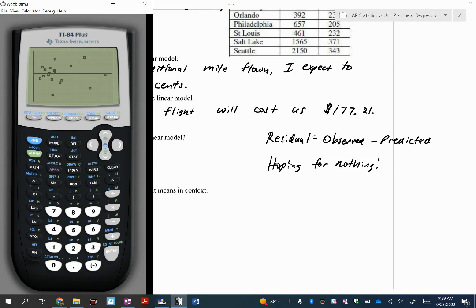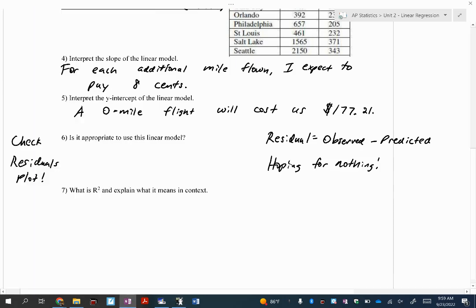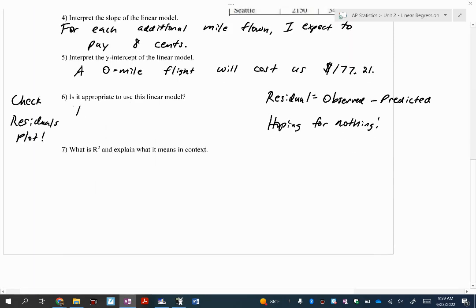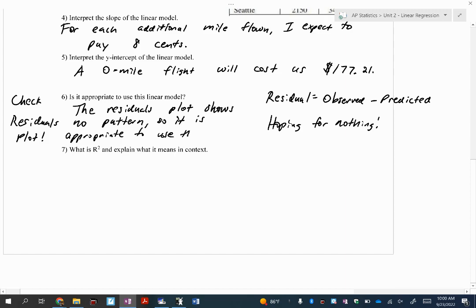I think this is nothing. I think this is a cloud. So here's what you write. The residuals plot shows no pattern, so it is appropriate to use this model. You're always going to say whether it is or isn't.